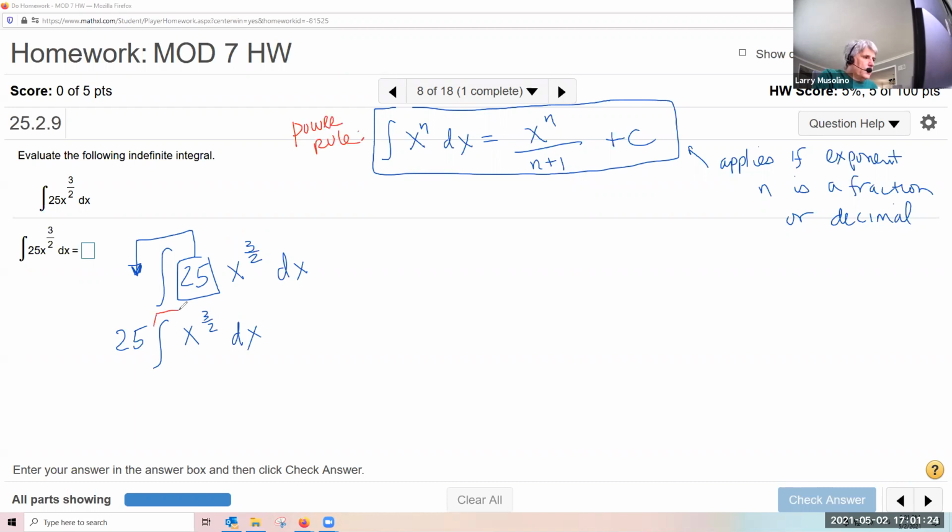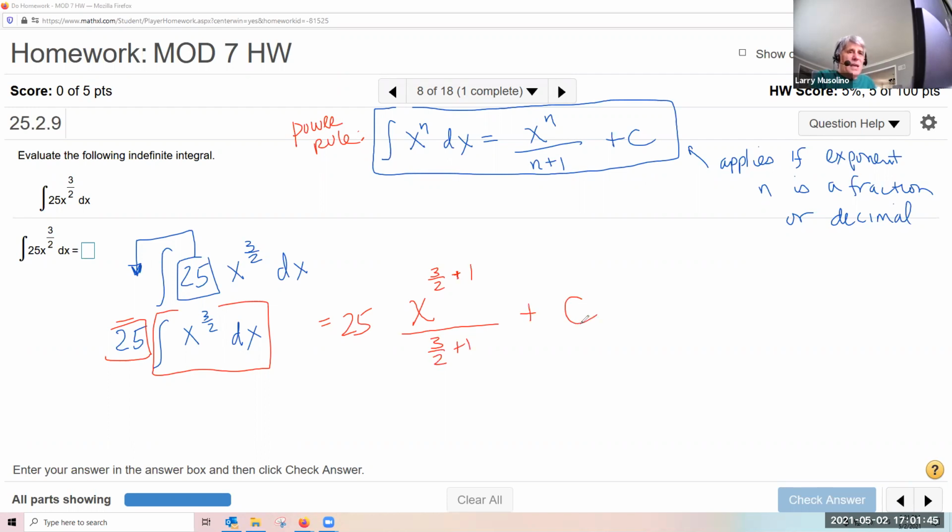All right, so here's what I'm going to do for this integral. First, the 25, I just copy with me. I have to take that exponent 3/2 and add 1 to it. And then I have to divide by that same exponent 3/2 plus 1. And I always need to bring that constant with me as well.